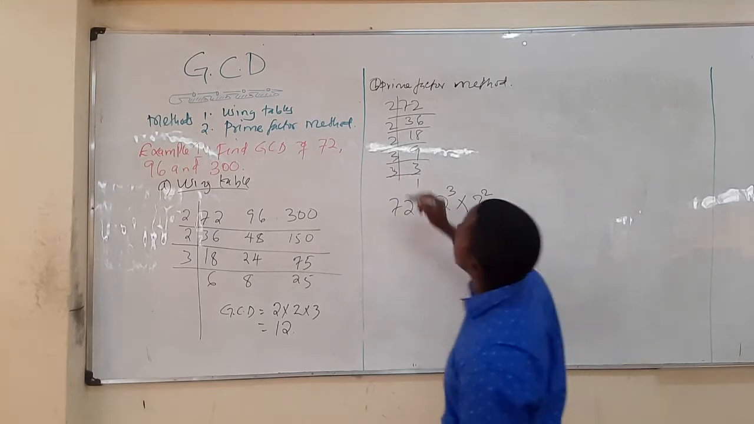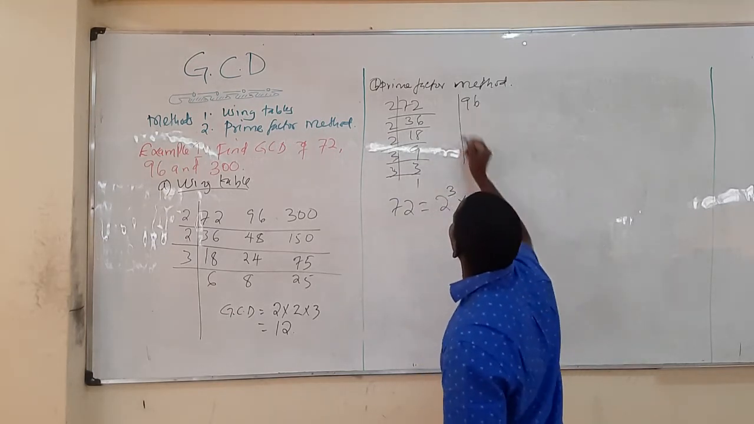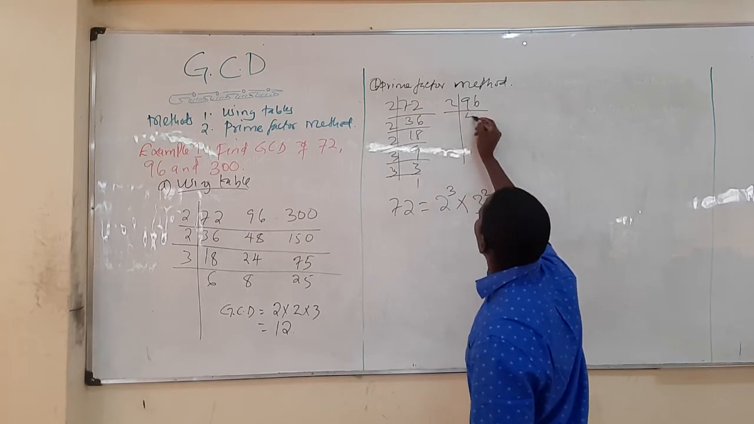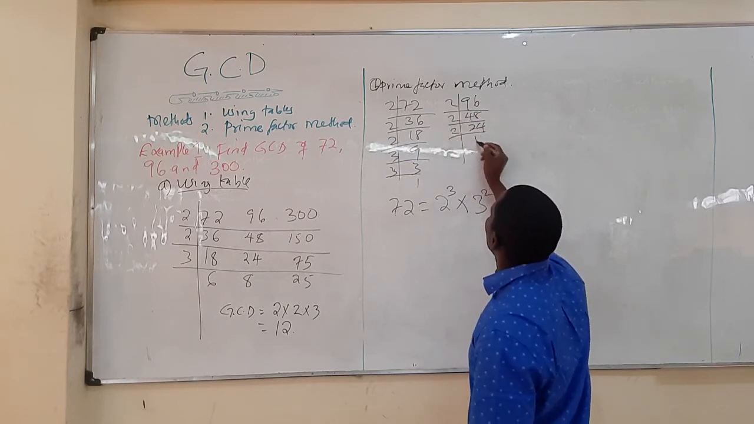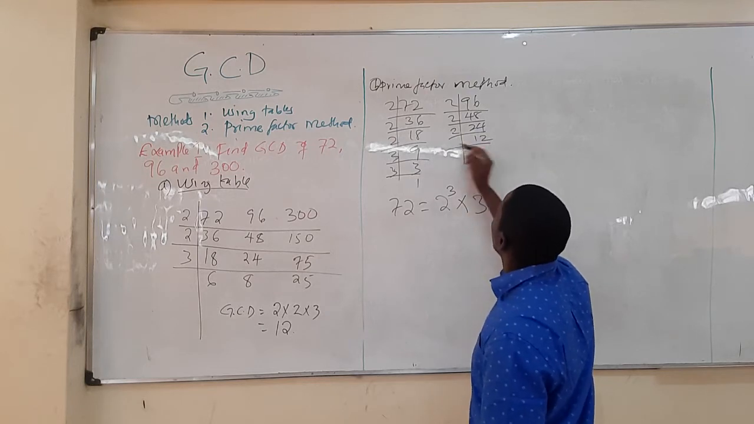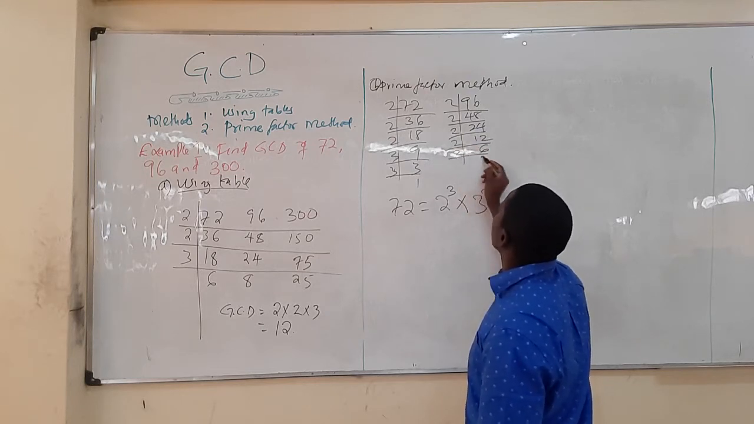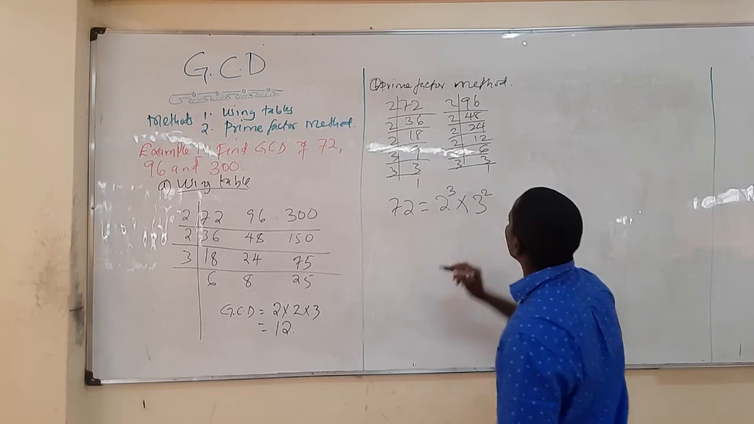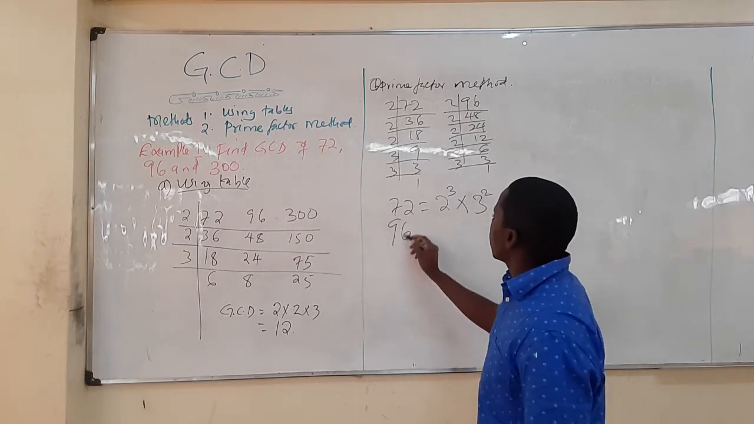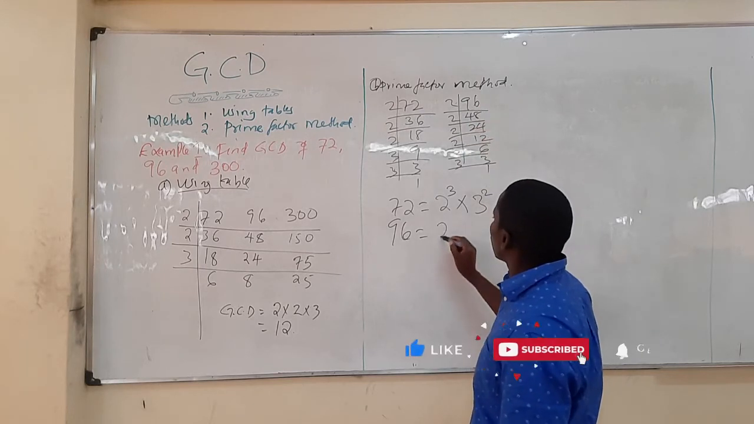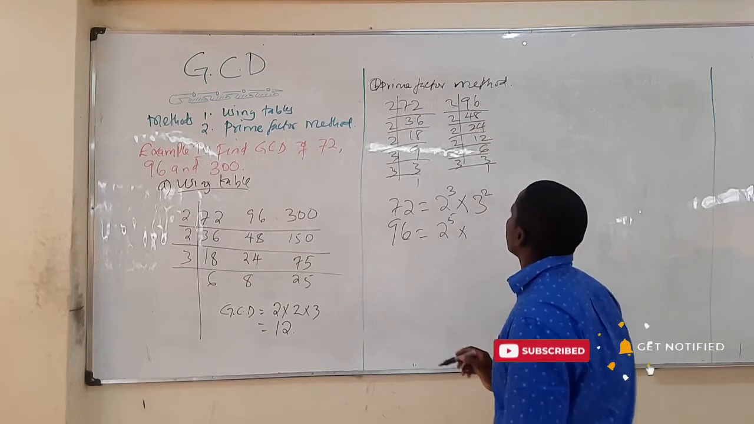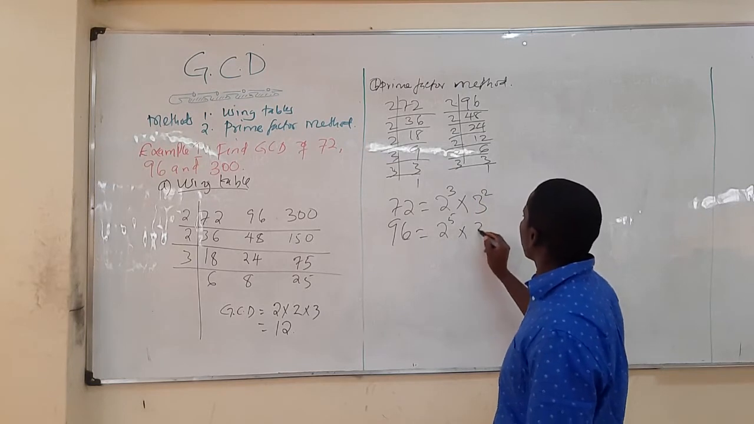Then the other number is 96. By 2, 48. By 2, 24. By 2, 12. By 2, 6. By 2, 3. By 3, 1. So 96 is the same as 2 power 5 times 3.